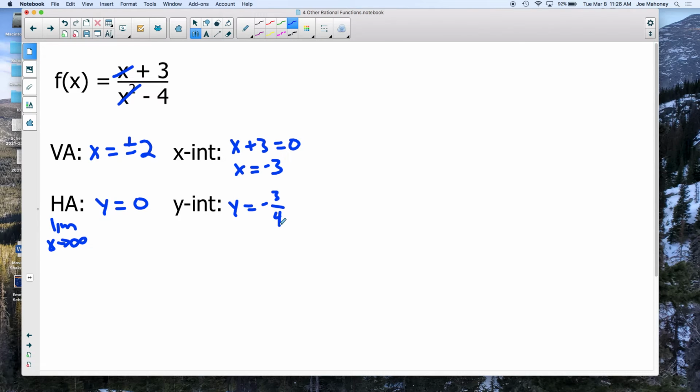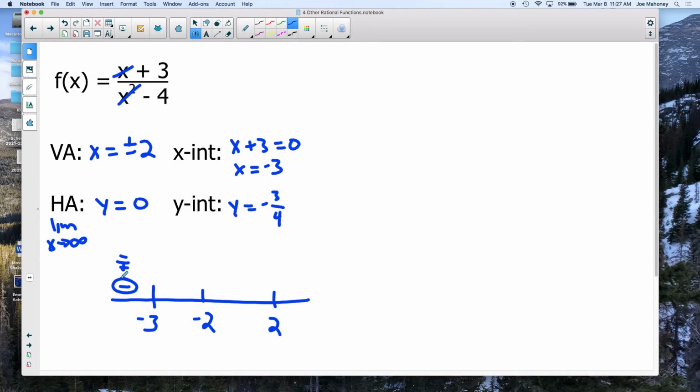Let's make a sign chart for this. So I'm going to be here at negative 3, that's one of my intercepts. Negative 2 is an asymptote. Positive 2 is an asymptote. If we play the sign game here, to the left of negative 3, I'm going to have a negative divided by a positive. So that's going to be a negative value.